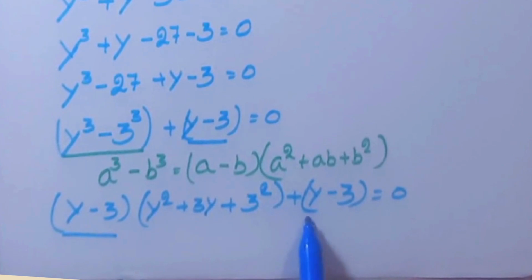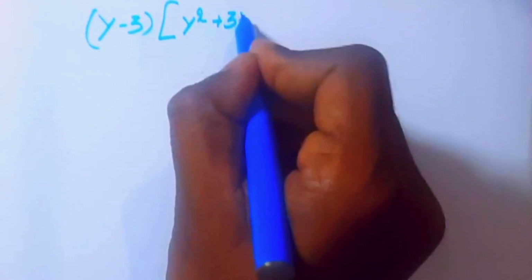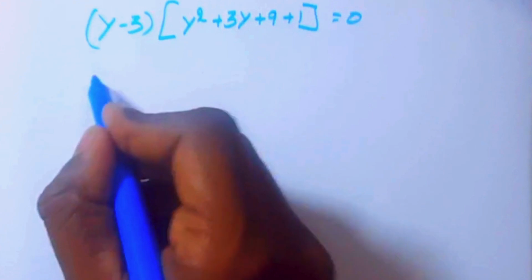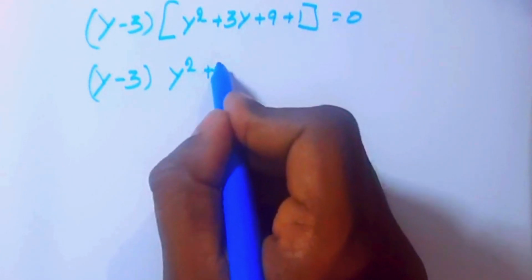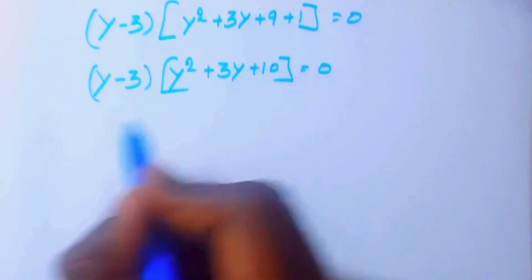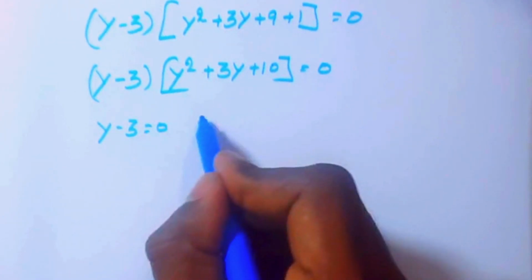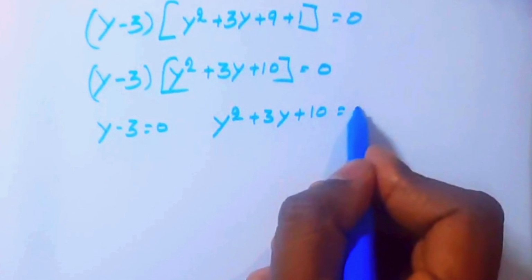Here y - 3 we are going to take common out. y - 3 is the common factor, so (y - 3)(y^2 + 3y + 9 + 1) = 0, which is (y - 3)(y^2 + 3y + 10) = 0. Now we have two equations here. One is y - 3 = 0. The other one is y^2 + 3y + 10 = 0.